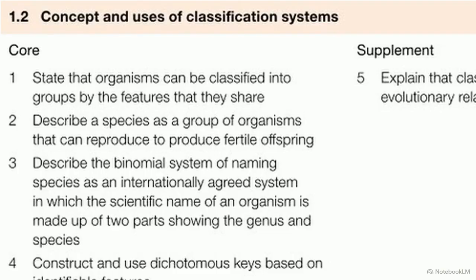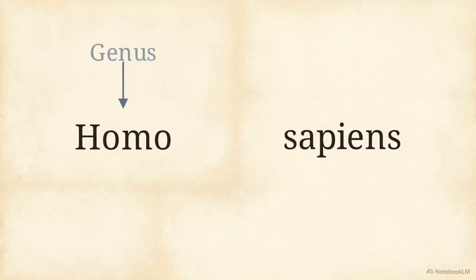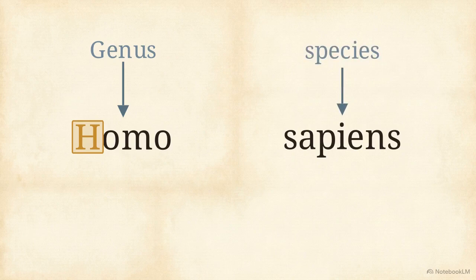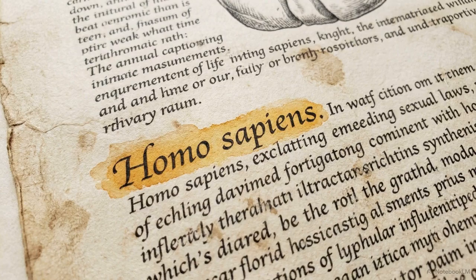To ensure a scientist in Tokyo and a scientist in London are talking about the exact same species, biology uses the binomial system, an internationally agreed-upon naming standard. Every scientific name is made of 2 parts. Look at Homo sapiens. The first part indicates the genus, which always starts with a capital letter. The second part is the species, written entirely in lowercase. And when typed out, the whole name must be in italics. Following these exact formatting rules allows anyone, anywhere, to communicate using a precise, universal language.